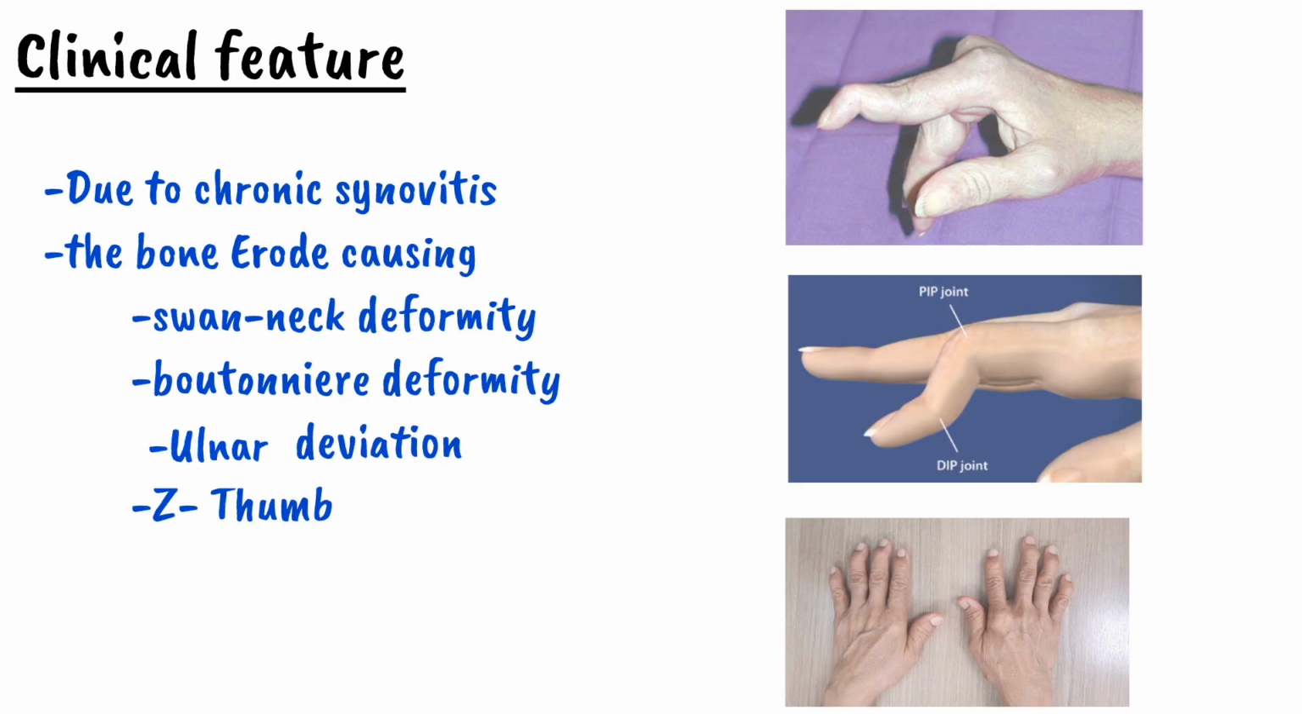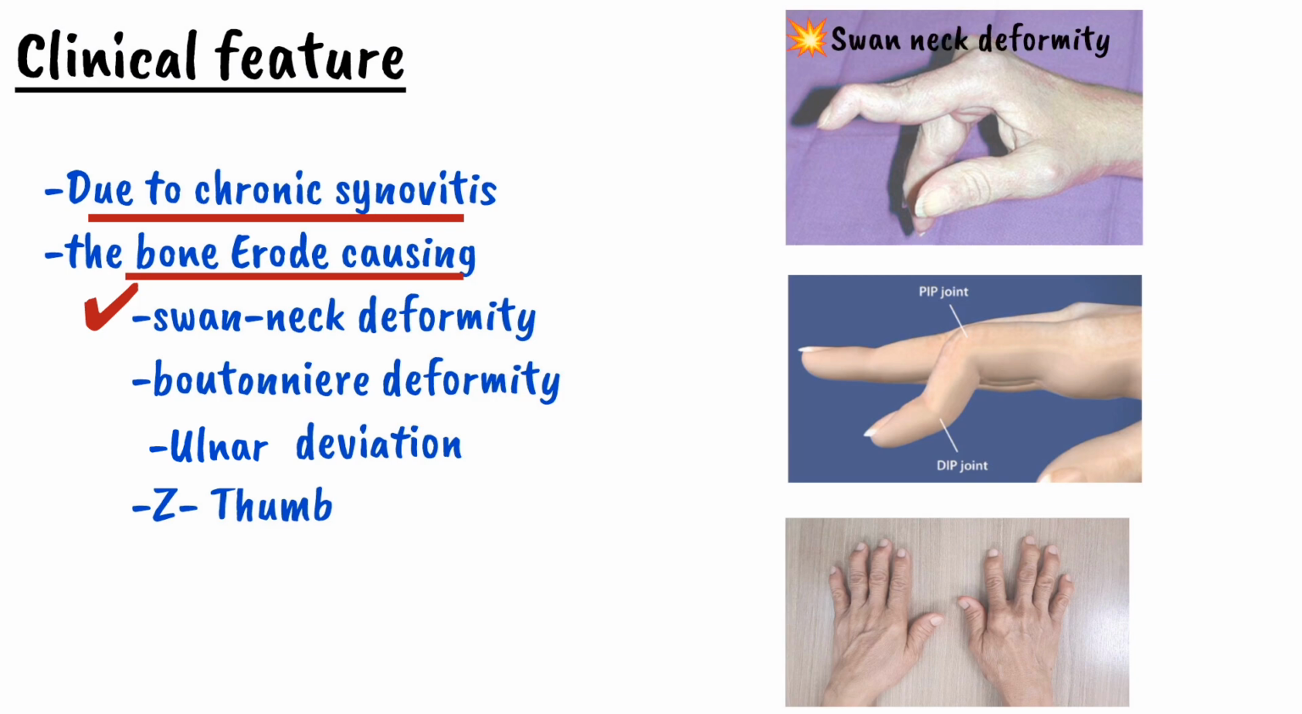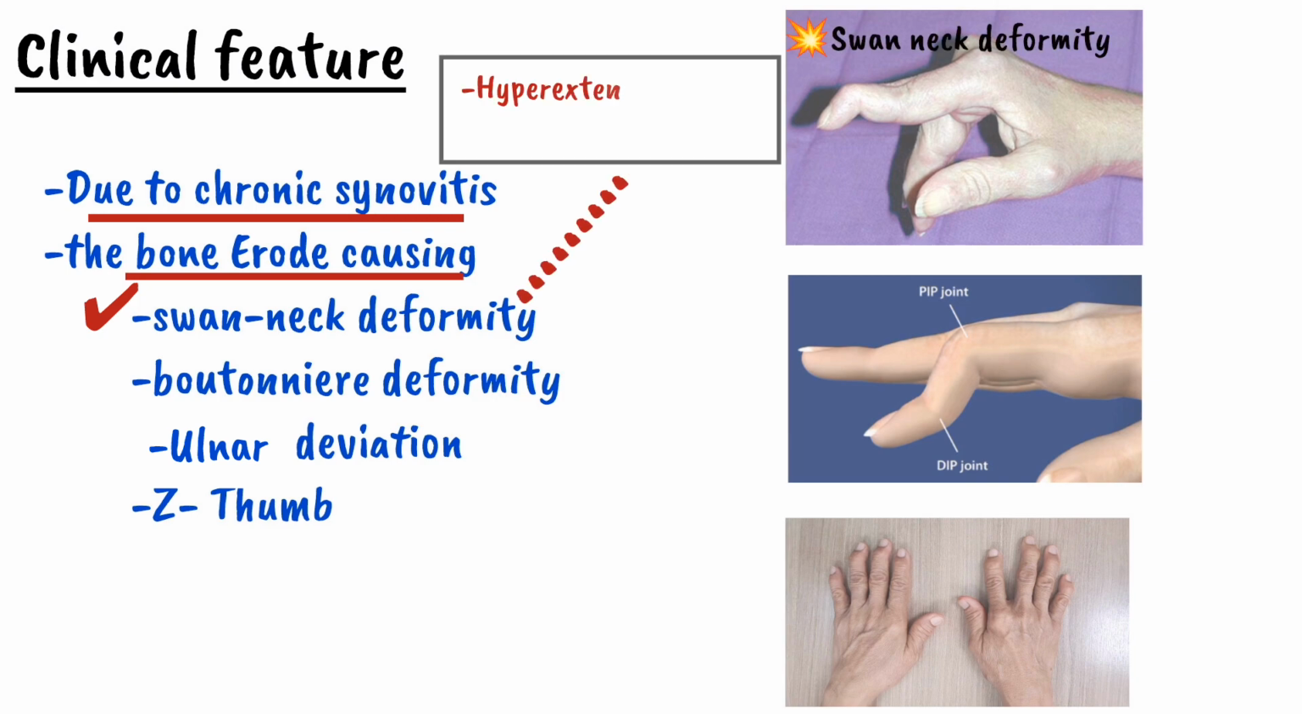Rheumatoid arthritis causes a characteristic deformity of the hand. This characteristic deformity results from chronic synovitis. Due to chronic synovitis, there will be bone erosion which will lead to pathological joint deformity. These joint deformities include, first, the swan neck deformity. You can see the swan neck deformity in the first image. In swan neck deformity, there is hyperextension of the PIP joint and there is flexion of the DIP joint.